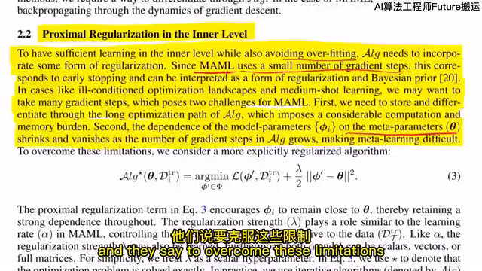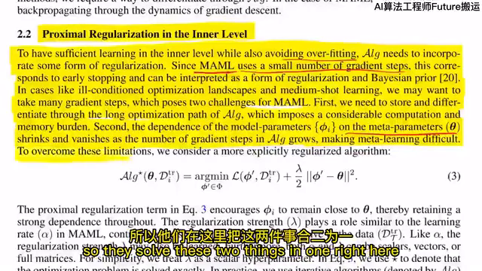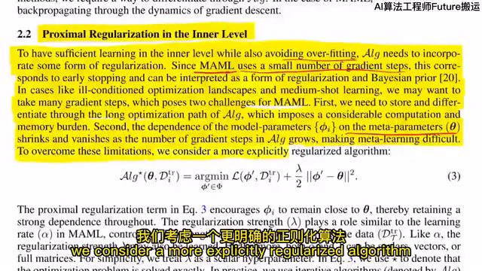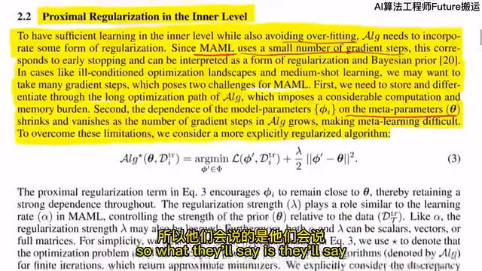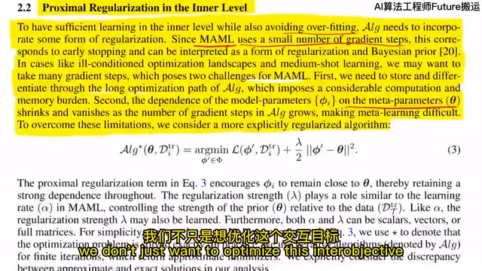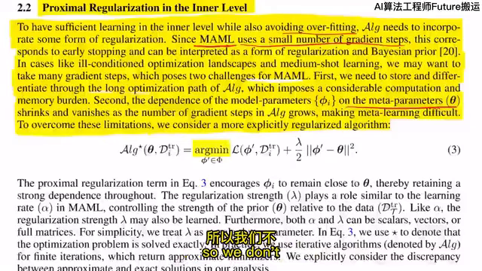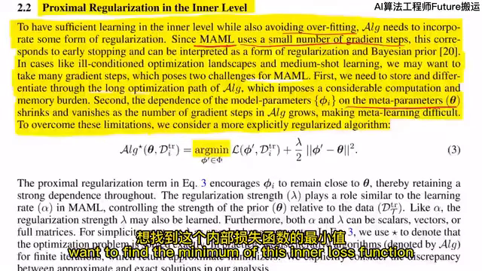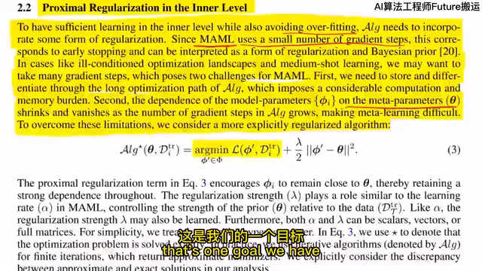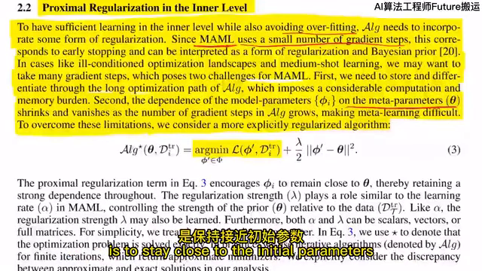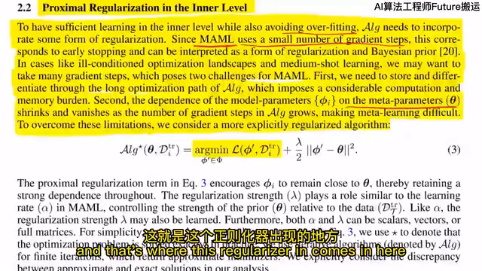And they say to overcome these limitations, so they solve these two things in one right here. We consider a more explicitly regularized algorithm. So what they'll say is, we don't just want to optimize this inner objective. So this would be here. So we don't just want to find the minimum of this inner loss function. That's one goal we have. But the other goal we have is to stay close to the initial parameters. And that's where this regularizer comes in here.